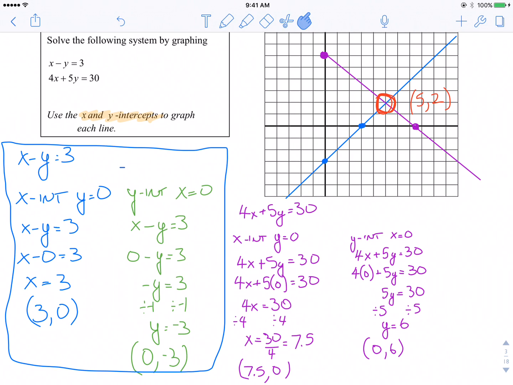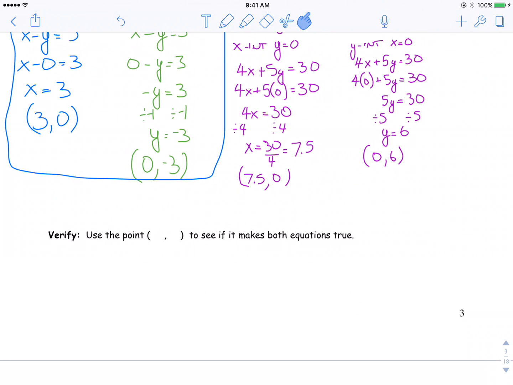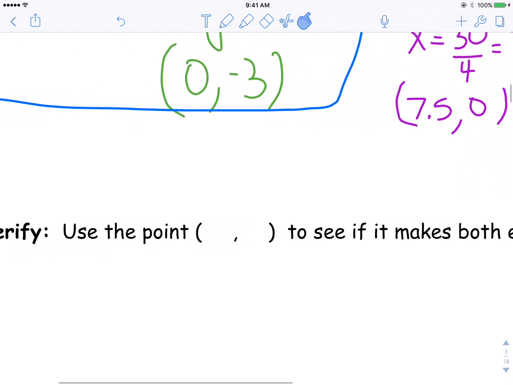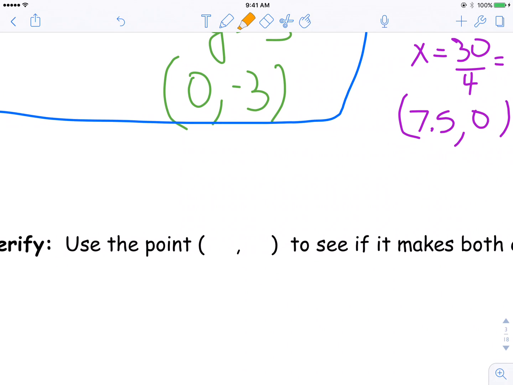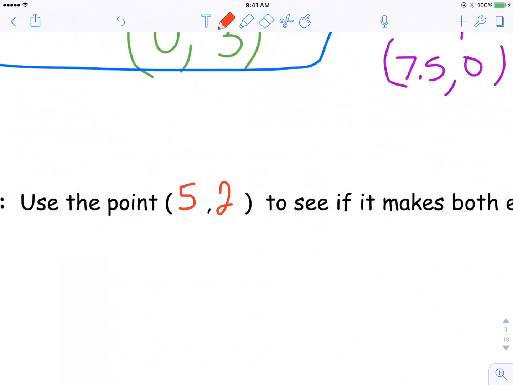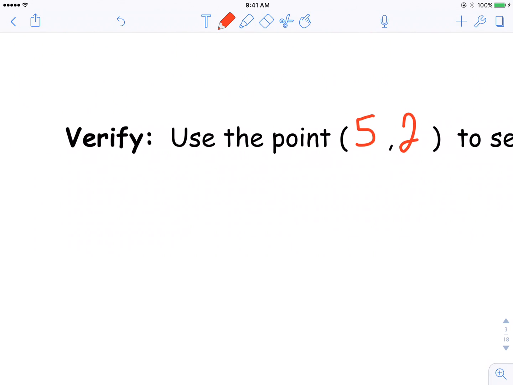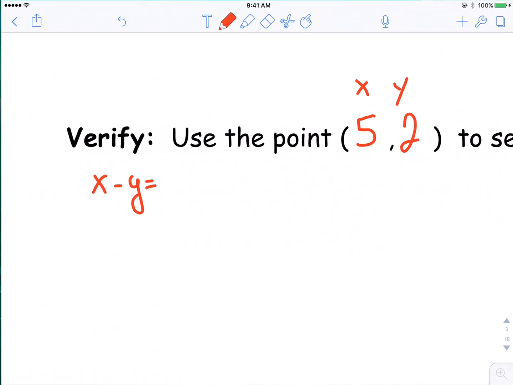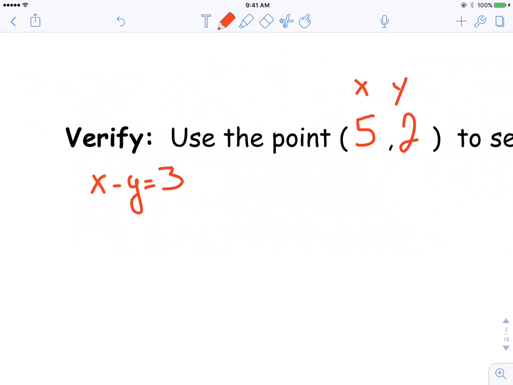In order to make sure that we have the right point, we verify that. So use the point 5, 2 to see if it makes both equations true. I take that value of x and y and substitute it into my first equation. x minus y is equal to 3. Substitute in my x and y: 5 minus 2 is equal to 3, which is true. So far so good.